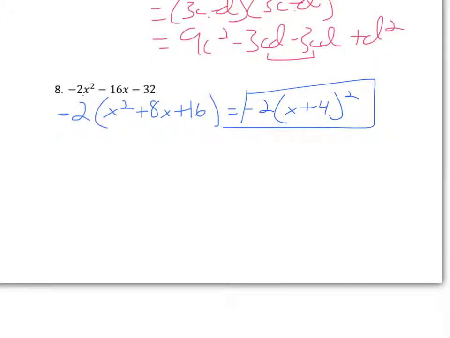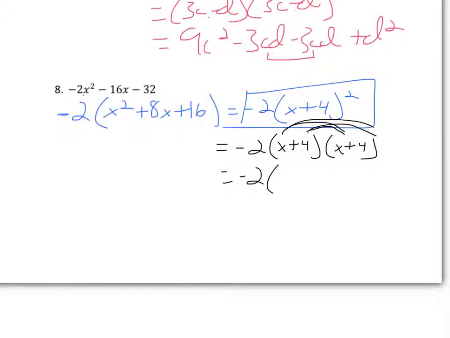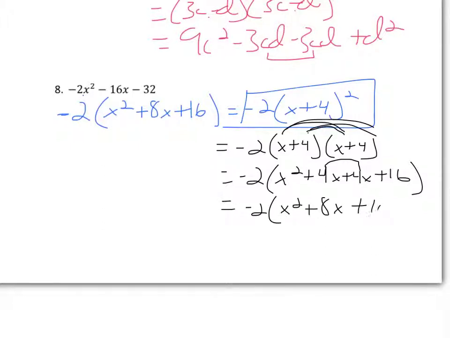Now let's go ahead and check this one just to make sure it is correct. So we've got negative 2 times x plus 4 times x plus 4. I'm going to do my x plus 4s first. Do my foiling. I'm going to leave the negative 2 out front. So we got an x squared plus 4x plus 4x plus 16. These two combine to create an 8x. So negative 2 times x squared plus 8x plus 16.